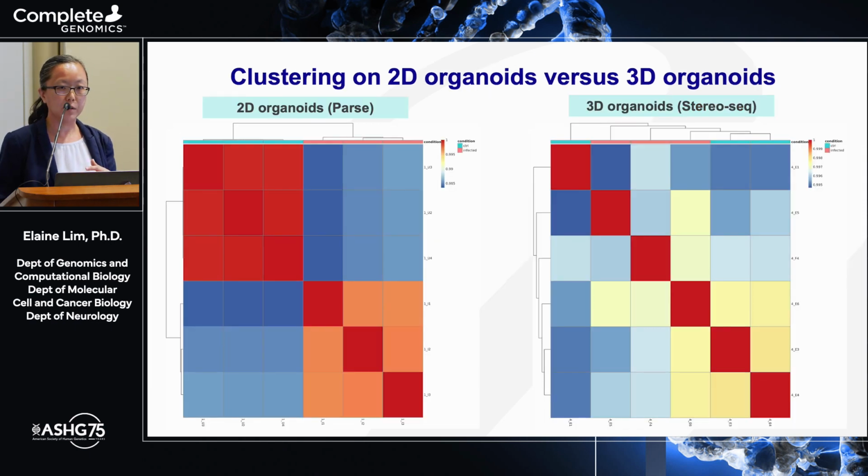However, we didn't see that for the 3D Stereo-seq data. Looking at the clustering shows a better representation. For the PASS data, the 2D organoids, there was very clear clustering. All the infected samples were more similar to each other, and the uninfected samples were more similar to each other. However, for the 3D, the pattern wasn't as clear. There wasn't massive transcriptome-wide differences between our uninfected and infected samples.